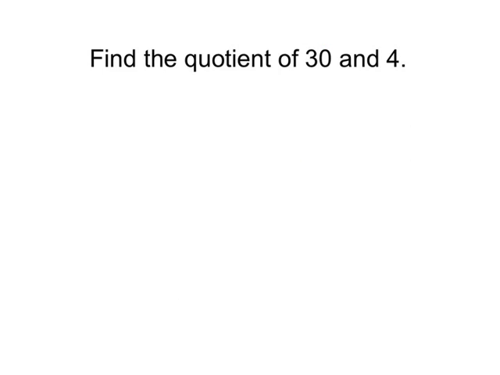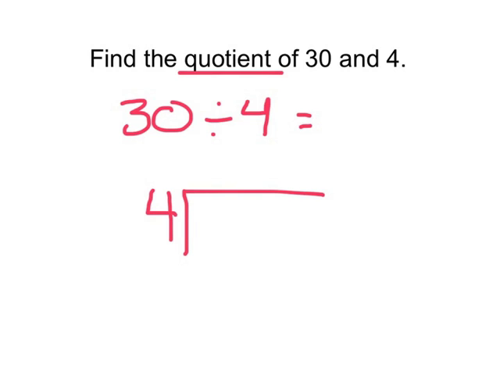Find the quotient of 30 and 4. So the answer to a division problem is called quotient. That tells us that we need to divide. We can write it as 30 divided by 4, or we can even use the long division sign. 4 goes into 30. In this case, I'm going to use the long division sign because I know that if I skip count by 4, it doesn't make 30 exactly.